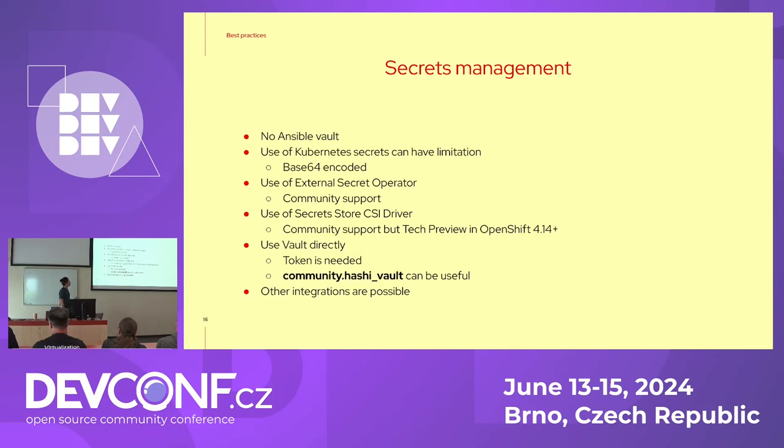You can also use things like HashiCorp Vault directly, using the collection to speak with Vault. That's also a possibility, but you will need to take care of the token, and a token can obviously expire, so you need to take care of all these aspects. You can definitely use community.hashi_vault. That's what I used at a customer because they had Vault in place outside of OpenShift. Obviously, this is not an exhaustive list. There may be other integrations with other vendors and so on.